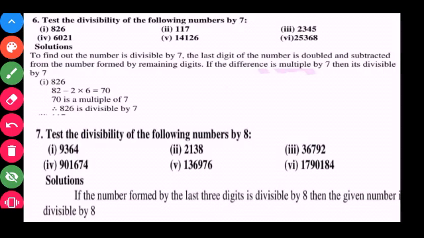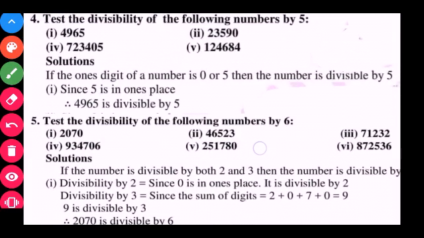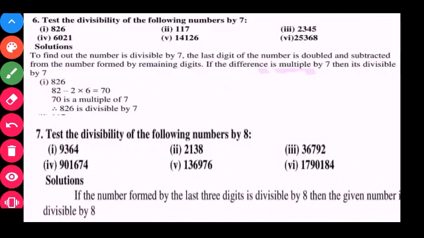Done. Now next, how to check divisibility of 8. So this is divisibility of 8. You know, for divisibility of 4 we take the last 2 digits, and in the case of divisibility of 8 we will take the last 3 digits. If the number formed by the last 3 digits is divisible by 8, or the last 3 digits are 0, then that number is divisible by 8.